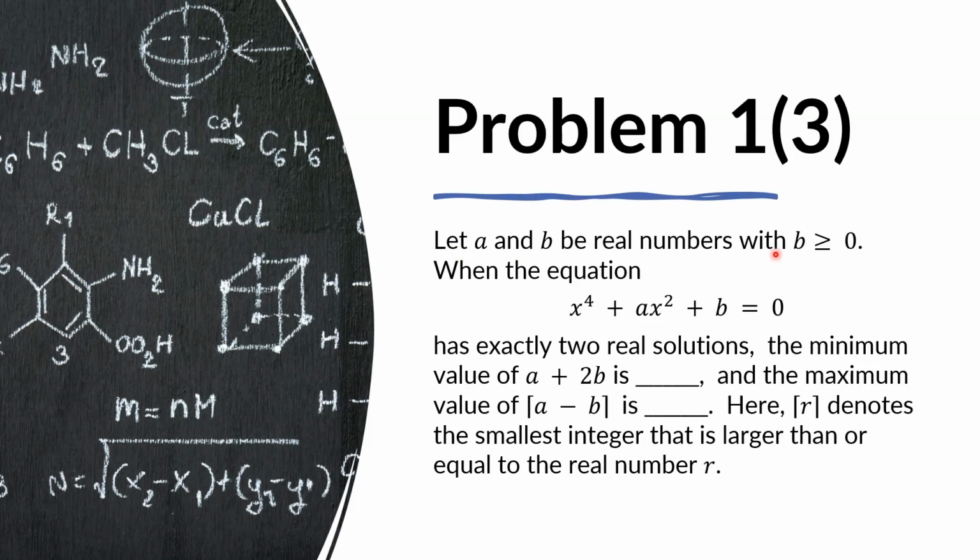Let a and b be real numbers with b greater than or equal to 0. When the equation x to the fourth plus a x squared plus b equals 0 has exactly two real solutions, the minimum value of a plus 2b is blank, and the maximum value of the ceiling of a minus b is blank. Here, the ceiling of R denotes the smallest integer that is larger than or equal to the real number R.